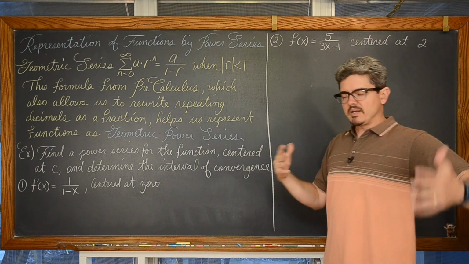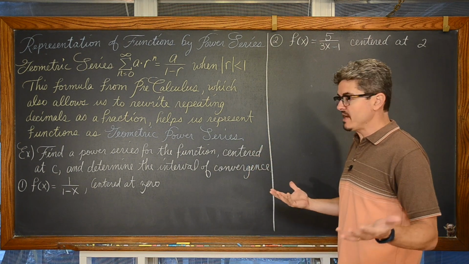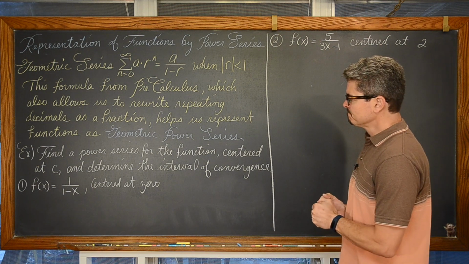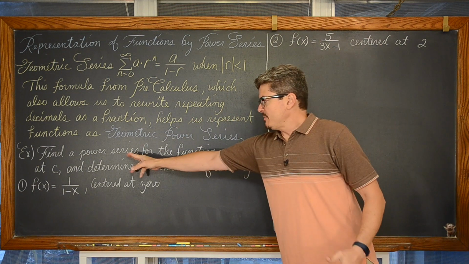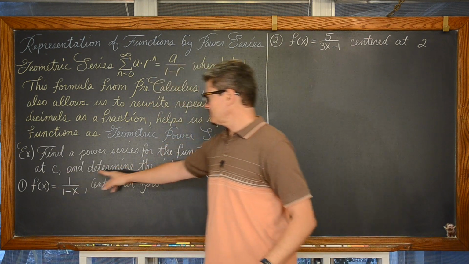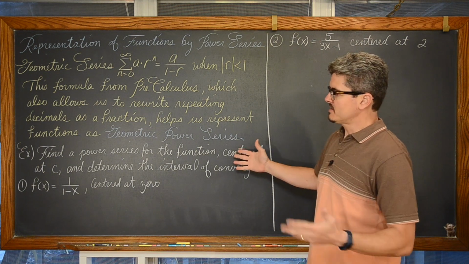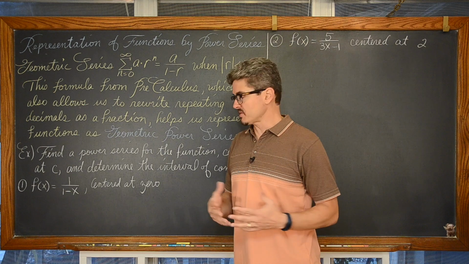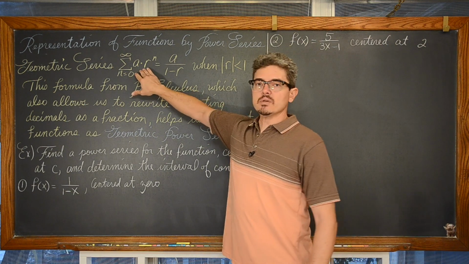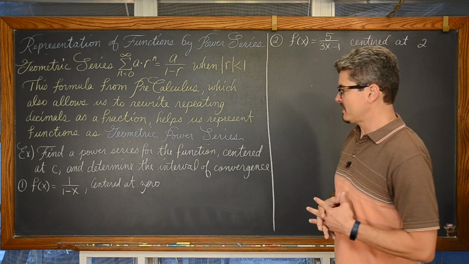We've been spending this chapter so far learning how to determine if a series converges or diverges. Now we're going to start developing our own series from a given function. Now we want to find a power series for the function centered at c and determine the interval of convergence. Now it says example, but this is really what we're doing in all 4 of the examples: come up with a geometric series which estimates a given function centered around a particular value.